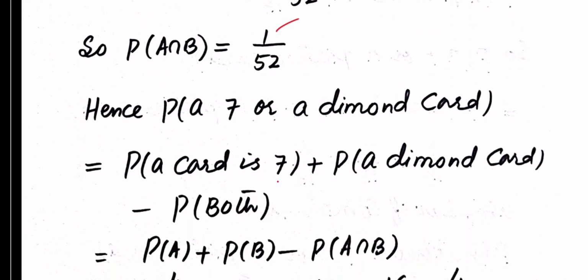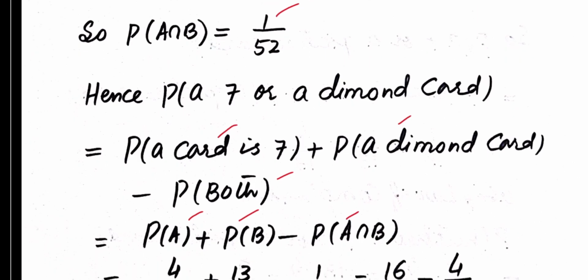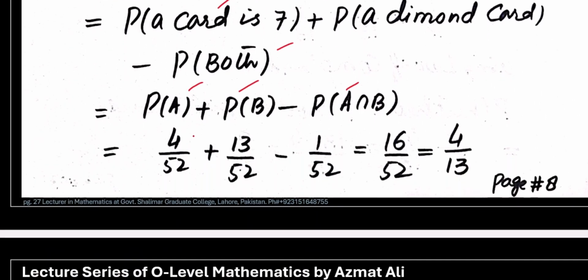So the probability of a 7 or a diamond card is given by the probability that a card is 7, the probability of a diamond card, or the probability of both. That is probability of A plus probability of B minus probability of A intersection B. Probability of A is 4 over 52, probability of B is 13 over 52, minus probability of intersection, which is 1 over 52. After simplification, this gives 16 over 52, that is 4 over 13 here.